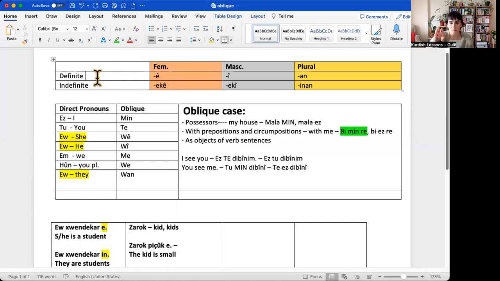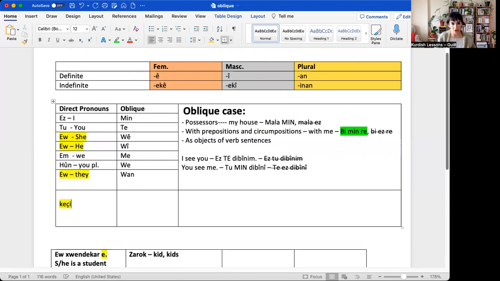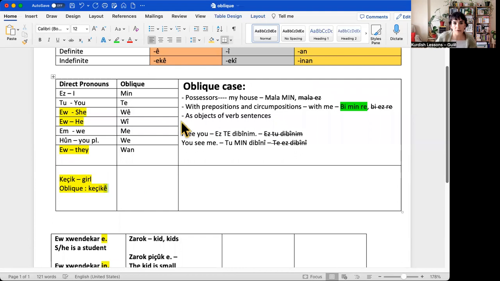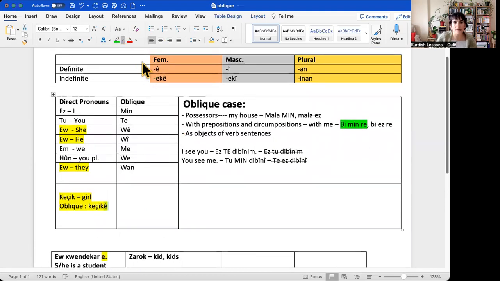When the word is definite and you need to use the oblique form, if it is feminine, you add e. So let's say our word is keçik, like girl. According to the rule, the oblique form will be keçike, because the rule says you need to add e to your feminine noun to make it oblique. If it is masculine, let's say it is kurk, boy, the oblique form will be kurki. You add the i.